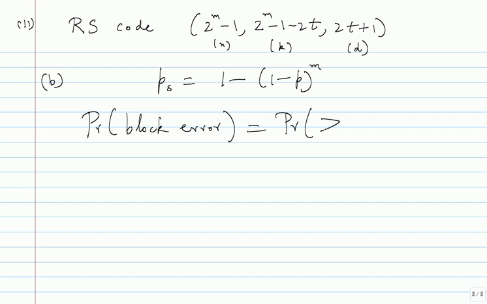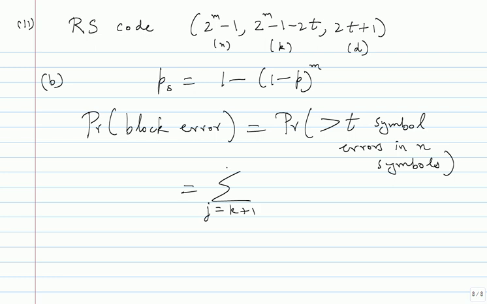Equals the probability that strictly greater than t symbol errors in n symbols. Okay, so this is a simple binomial expression. You sum from j equals, not k plus 1, sorry, t plus 1 to n, right? What do you have to do? N choose j, PS to the power j, 1 minus PS to the power n minus j. So that's a very simple expression that one can write down for the probability of block error for the Reed-Solomon code. Okay. Is that clear? Yes, it's a very simple expression.